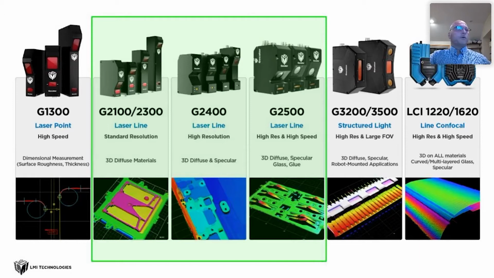And for the line confocal, you have a very, very high resolution along the line. It's about 1900 points, I think, along the line for most of our confocal sensors, and a relatively small field of view.